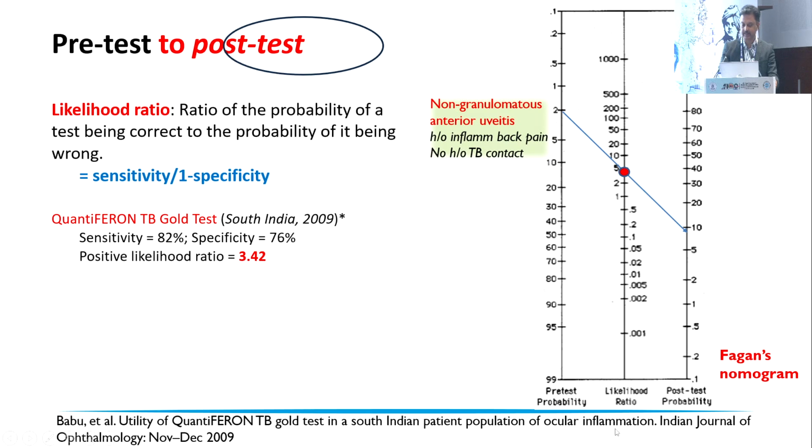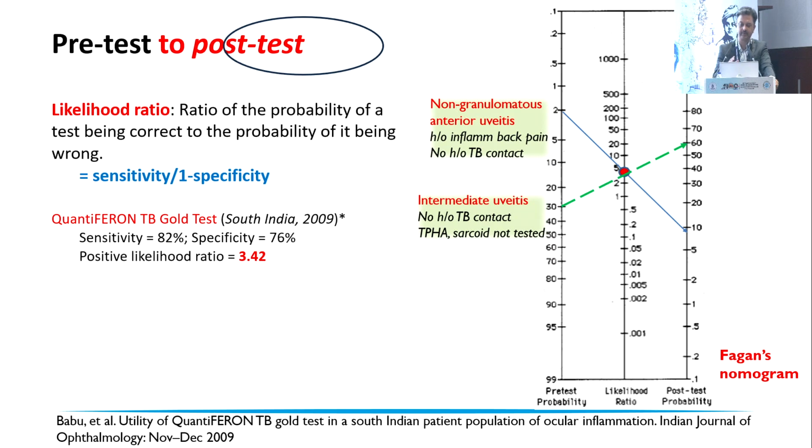It still means that your post-test probability is just about 10%. Because your pre-test was so low, just 2%. These are approximate values, not based on any evidence, but you know that the pre-test is very low. So with such a low pre-test and with the same positive test, your post-test comes out to be still low, and it's not useful for starting anti-TB therapy in this patient.